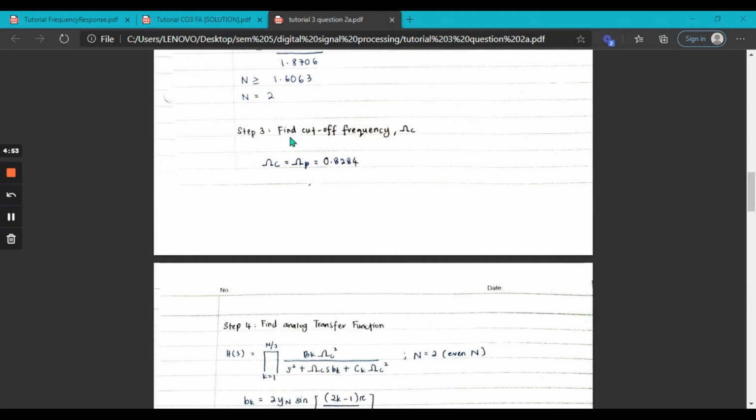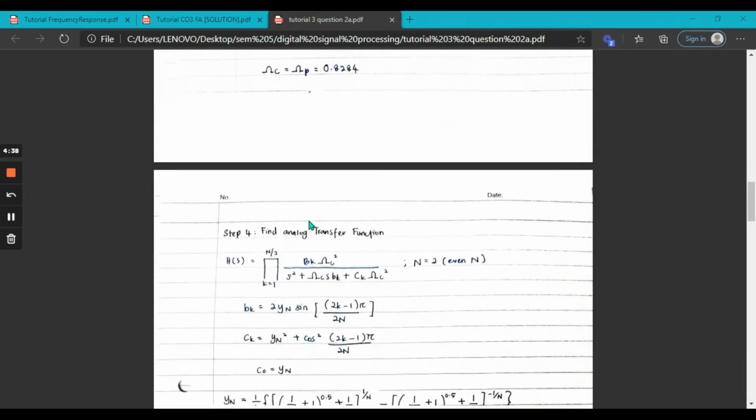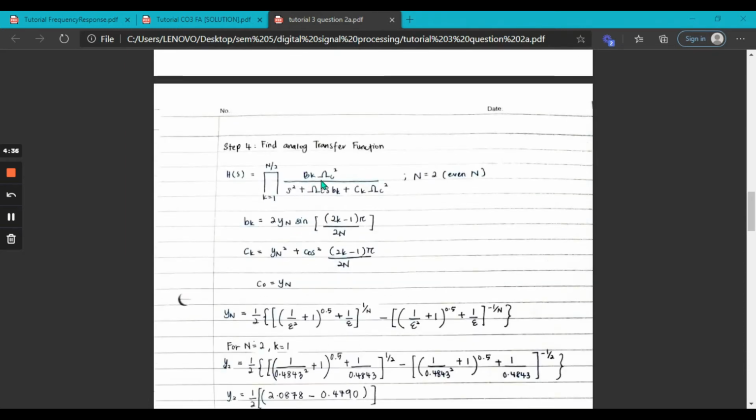For step 3, the question asks us to find the cut-off frequency ωc. For a Chebyshev filter, ωc is equal to ωp, which is 0.8284. Next, step 4, find the analog transfer function. To find the analog transfer function, there are two methods, the graphical method and also the even or odd method. Here I use the even or odd method to find H(s).